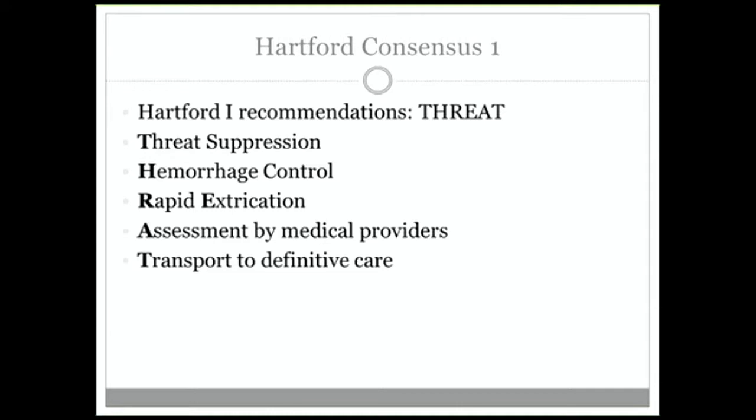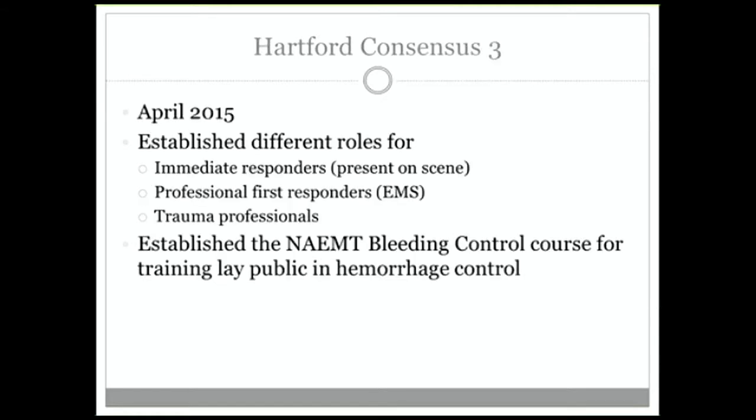There have been a couple of different iterations of the Hartford Consensus. The first one developed the mnemonic THREAT, which is a part of the class. We talk about threat suppression, hemorrhage control, rapid extrication, and assessment by EMS and medical providers before transport to definitive care. And I think this is important. The Hartford Consensus 3 was really where they developed the bleeding control course.